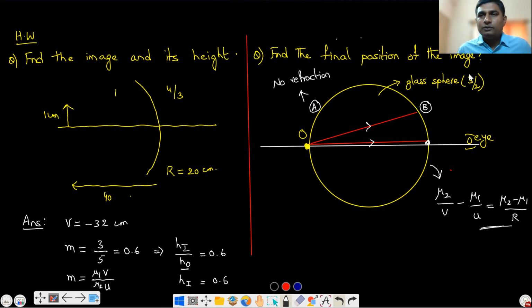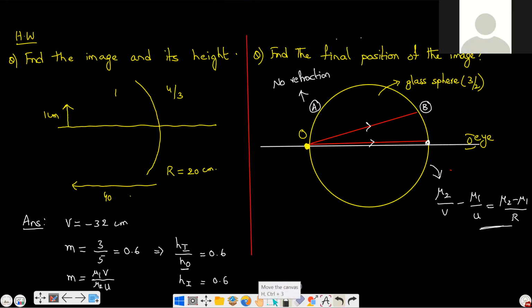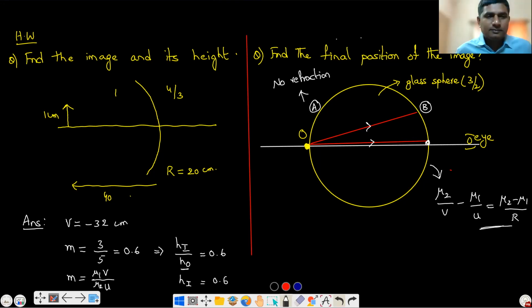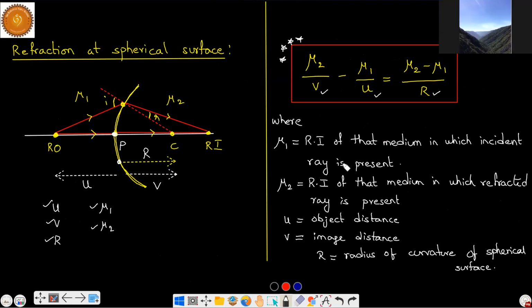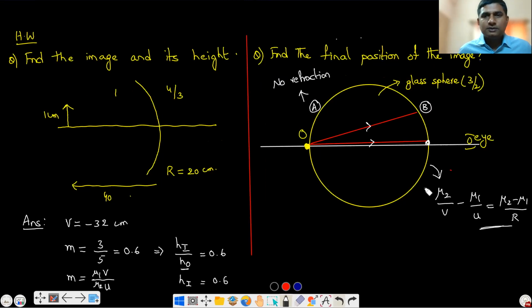Anyway, find the final position of the image. What is the answer for the second one? Did you all understand yesterday's class? First of all, have you understood this formula? Have you understood it since yesterday? Yes, sir. Then why is it so difficult to solve this simple problem?